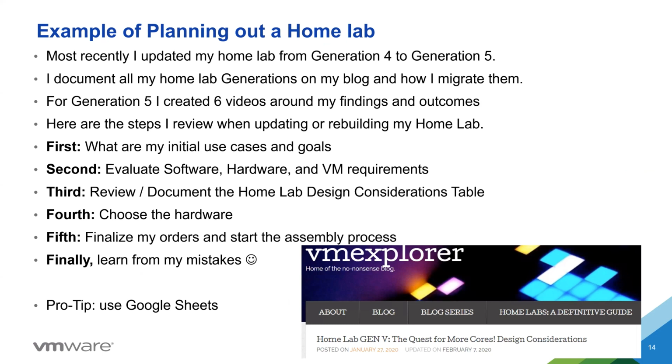I documented all of my home lab generations on my blog and how to migrate them. That's how I keep track of it, right? It helps me to remember. I look back and say, oh, that's how I did Gen 4, right? It's a good way for me, and then it's also a good way to share with others. For generation 5, I actually created 6 videos around my findings and outcomes. And then I actually wrote a design considerations blog. And I went through these 5 steps in that blog: some of my initial use cases and goals, the software and hardware evaluation, and VMware requirements of what I wanted to try to initially do, right?